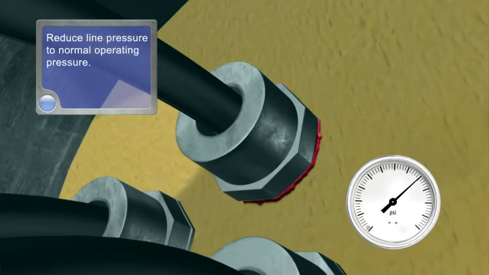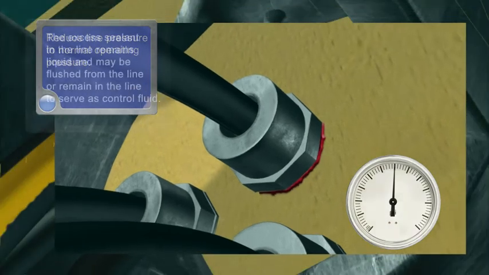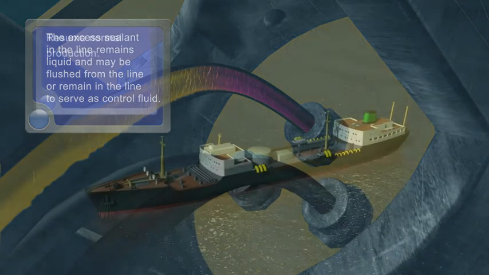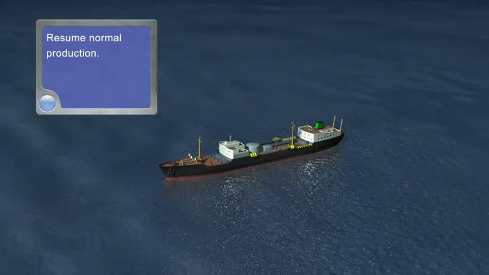Reduce line pressure to normal operating pressure. The excess sealant in the line remains liquid and may be flushed from the line or remain in the line to serve as control fluid. Resume normal production.